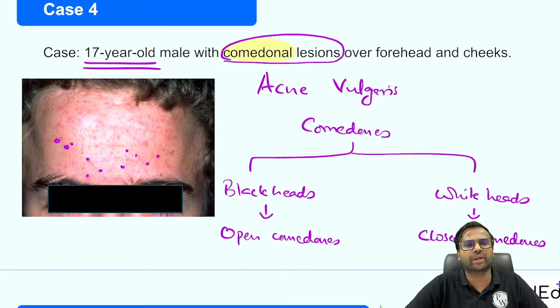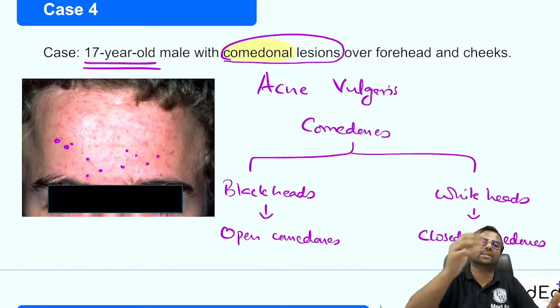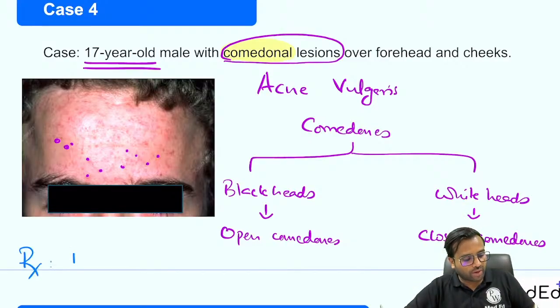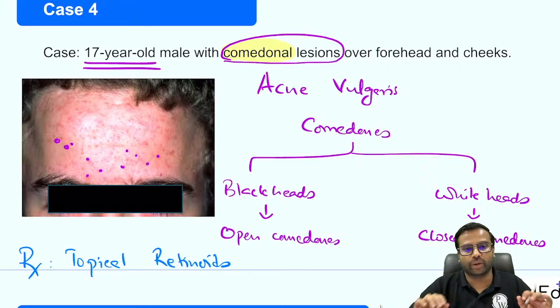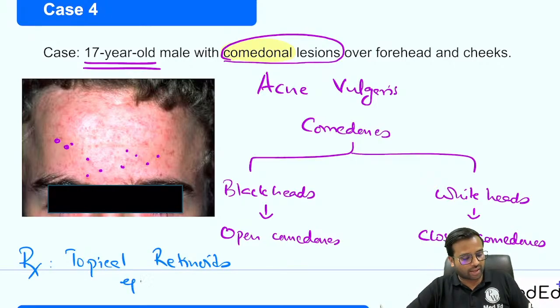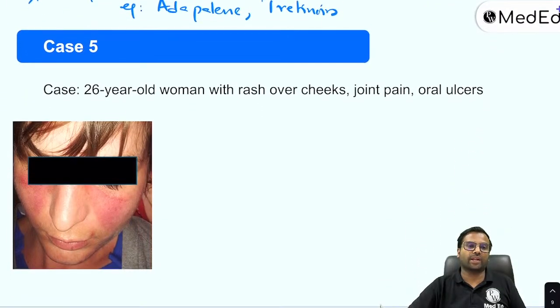And the treatment of acne is a pretty big topic on its own. Acne is also a 100% clinical diagnosis, so you need not do any investigation here. And if you ask me how we treat this patient, the treatment should be with topical retinoids, because every type of comedonal acne is treated with retinoids, and examples can be adapalene or tretinoin. Okay? Yes, Propionibacterium acnes is going to be the causative organism here as well. Excellent. So now let's go to the next one.